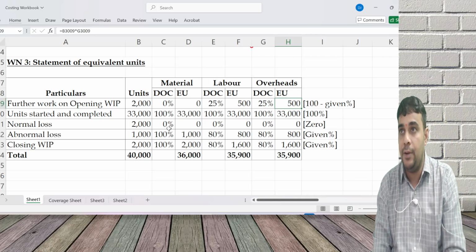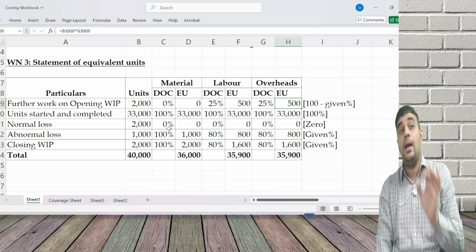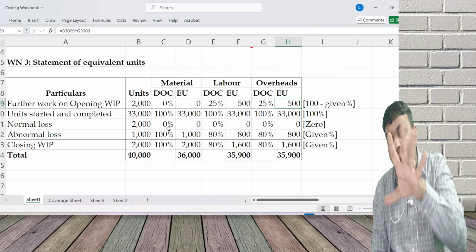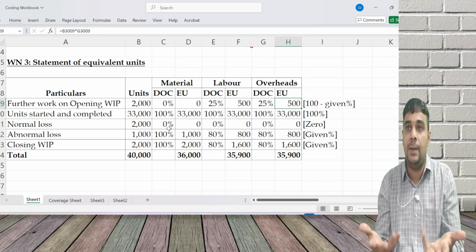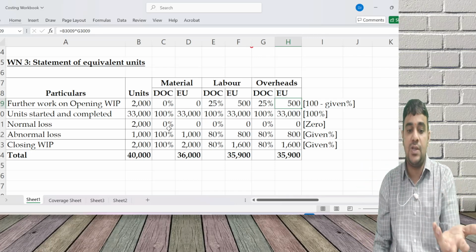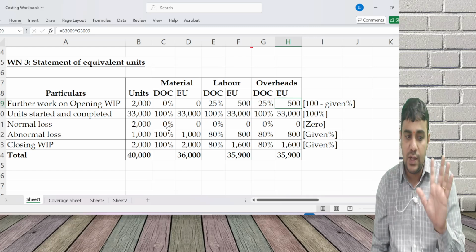Abnormal gain turned out to be a good unit, but you wanted a bad unit. Abnormal loss turned out to be a bad unit, but you wanted a good unit. I cannot help it. I am able to see a bad unit, which is 100% material, 80% labor, 80% overhead. So the rule is very simple.